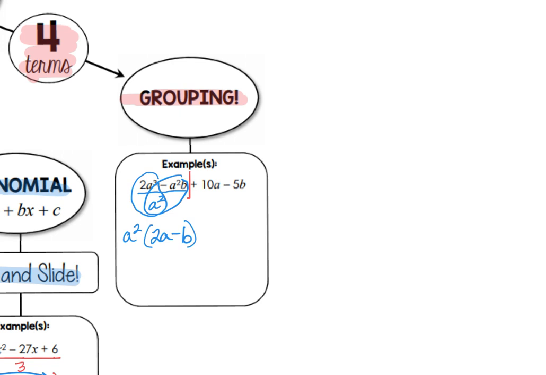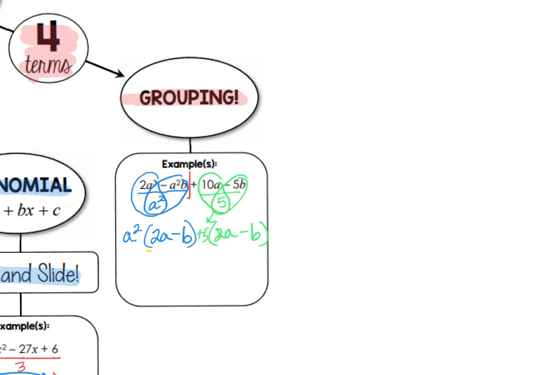Looking at my second grouping, we have 10a minus 5b. The GCF of 10a and 5b will be 5. They don't have any letters in common, so just 5. 10a divided by 5 is going to be 2a. Negative 5b divided by 5 will be negative b. We wrap that up in parentheses and put our GCF on the outside.